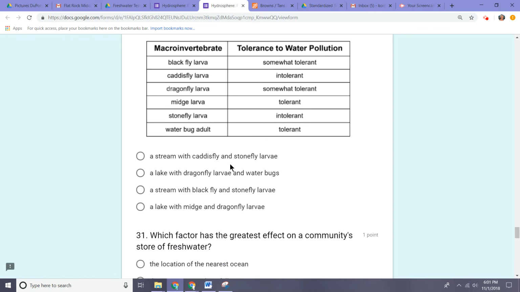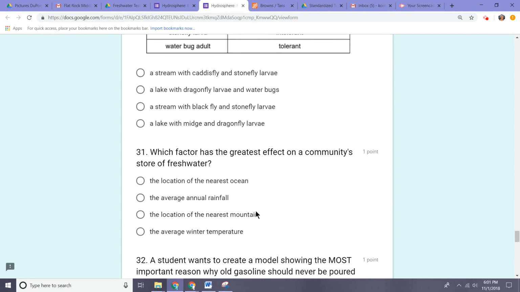A stream with caddisfly and stonefly larvae. A lake with dragonfly larvae and water bugs. A stream with blackfly and stonefly larvae. A lake with midge and dragonfly larvae.